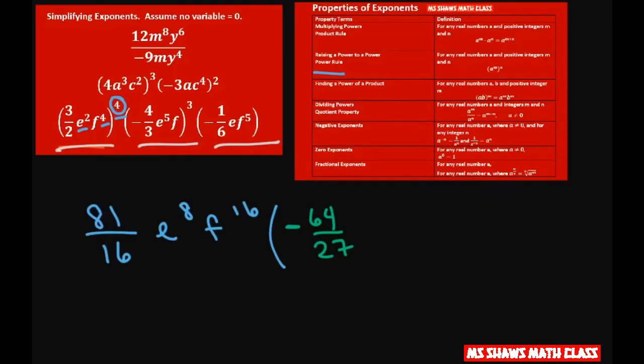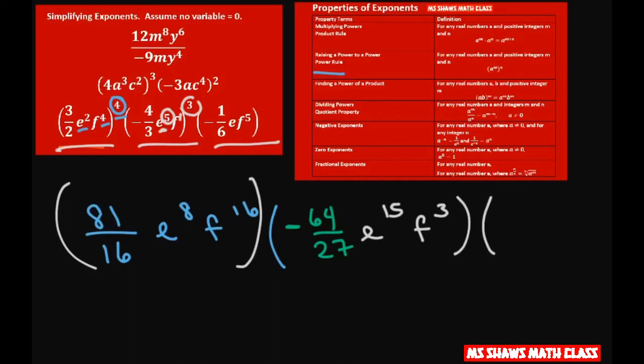And then, let's go ahead and put parentheses on this one. E, so you multiply 5 times 3 is 15. And F is just to the first power, so that's going to be F cubed, because 3 times 1. And now I'm just going to copy down this problem, because there was no power on that one.